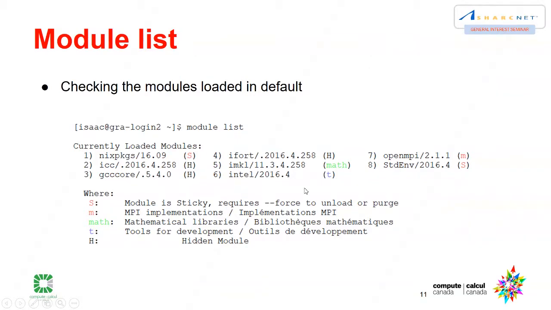As you may know, Intel compiler has multiple different versions. So we're going to see this soon though. Intel compiler must be specified when you load or unload, with the version name as well. And OpenMPI, standard environment, everything actually loaded as a default.